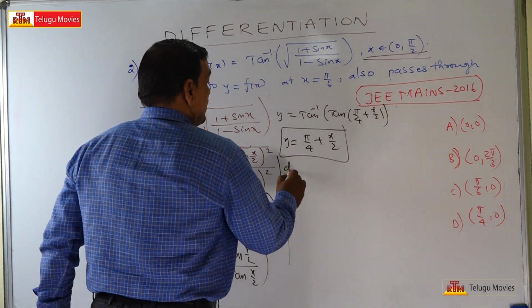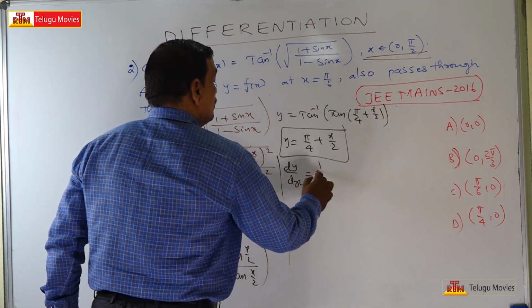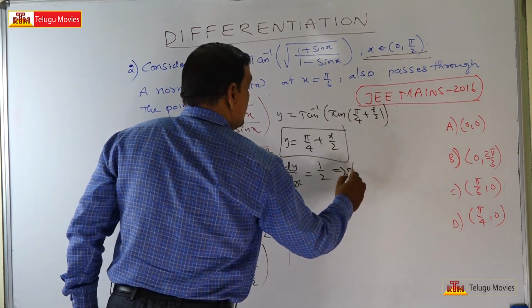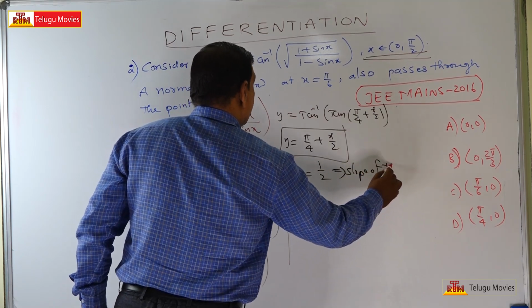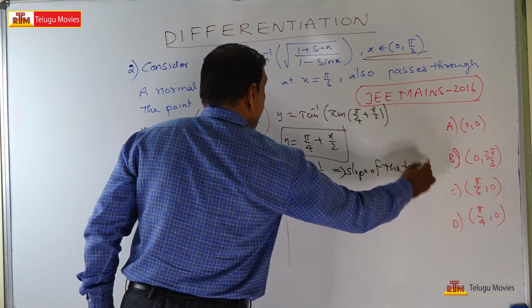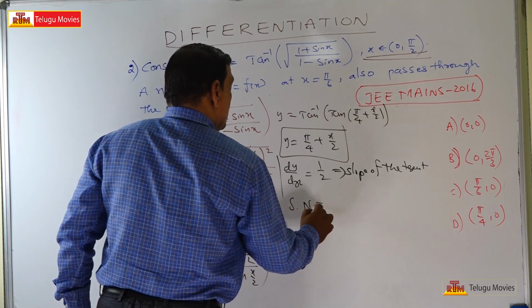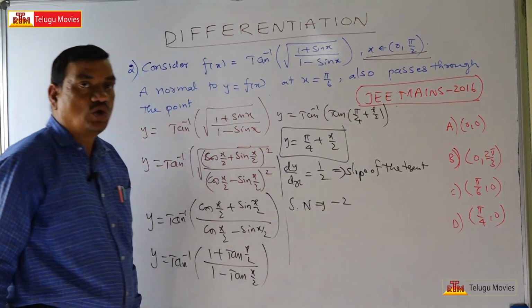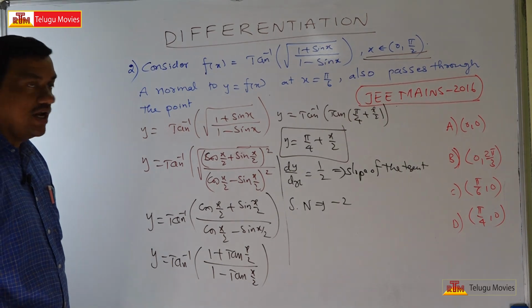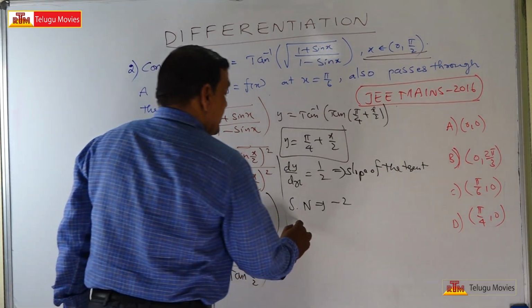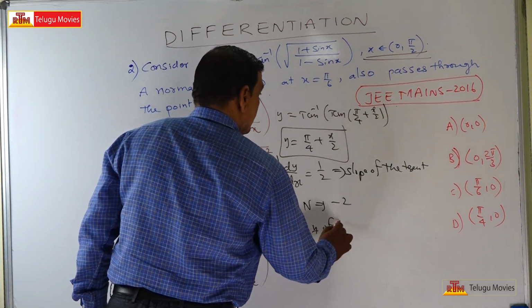So therefore dy by dx is equal to 1 by 2. This is the slope of the tangent. What is the slope of the normal? Minus 2. What is the slope of the normal? Minus 2. Okay, now we have to find out the equation of the normal.